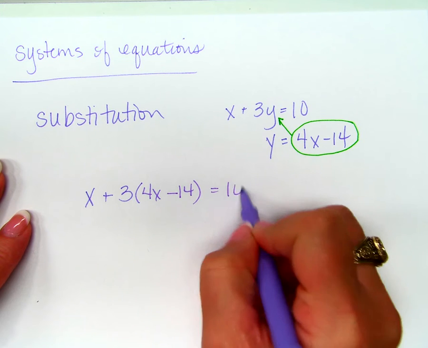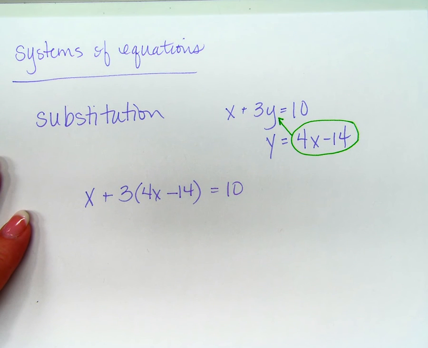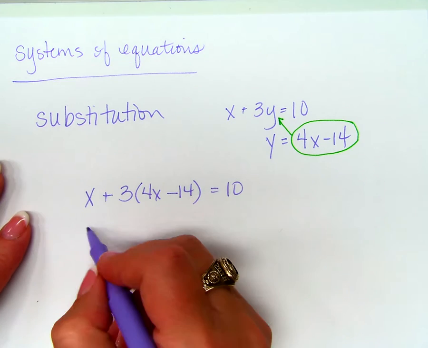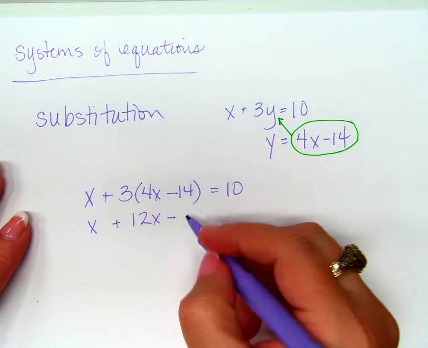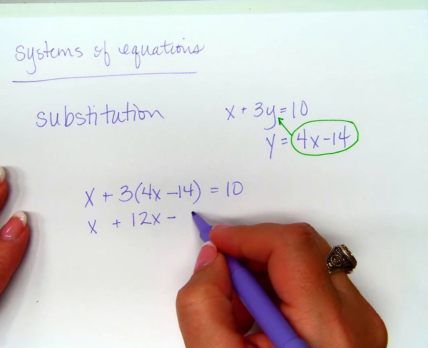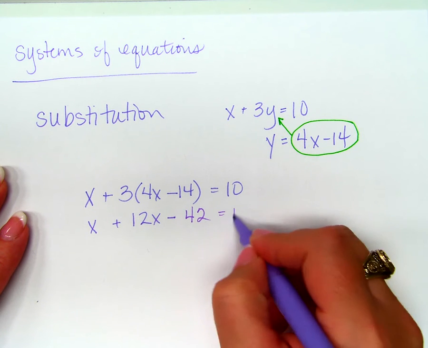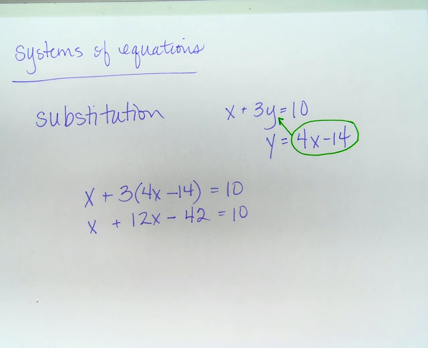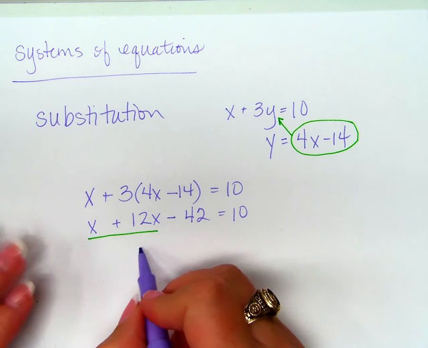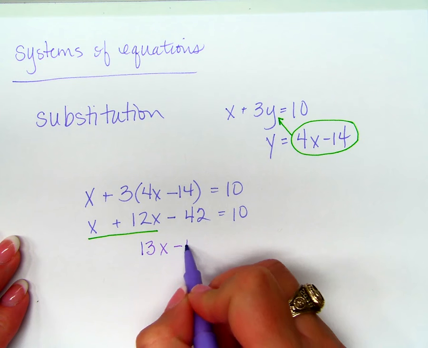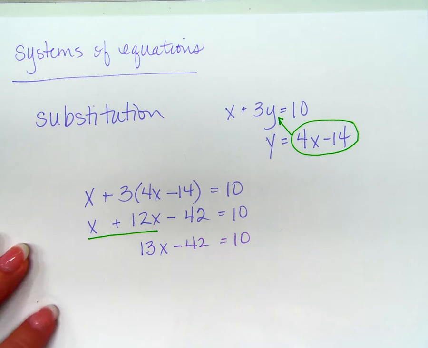Does that make sense? So we have x plus 12x minus 14 times 3, 42. You okay so far? Now let's combine our like terms, things that we already know. 13x minus 42 equals 10.